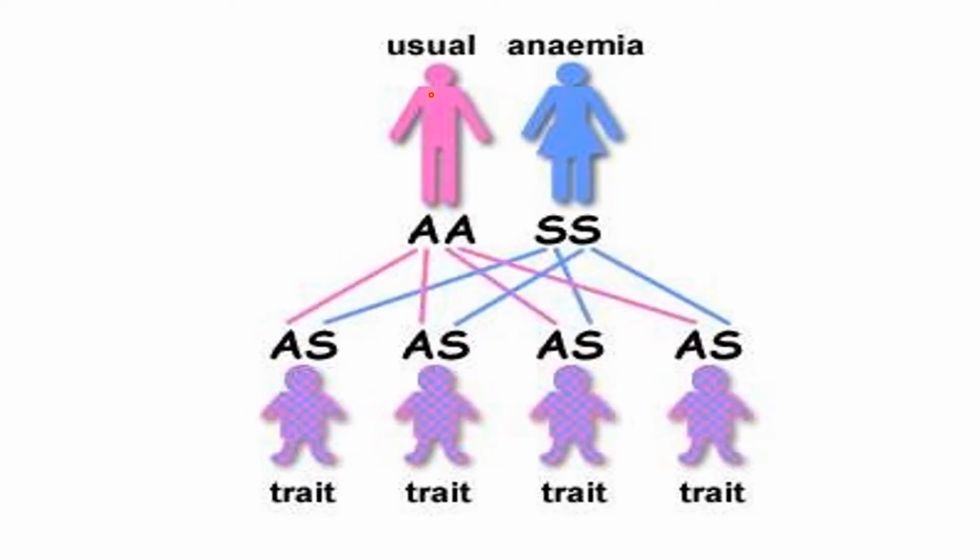The other combination, one parent is normal and the other parent is sickle cell anemic. Then in the normal parent, both the hemoglobin will be normal. In the anemic parent, both the hemoglobin will be abnormal. So 100% of their children will be having sickle cell trait. See here, all 4 children will be having sickle cell trait, or 100% of their children will be having sickle cell trait when one parent is normal and the other parent is anemic.